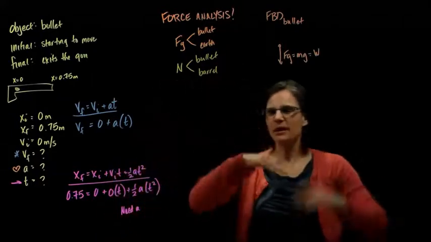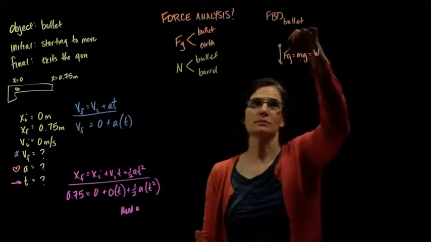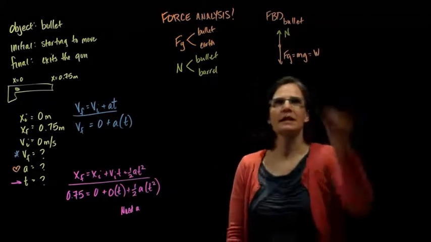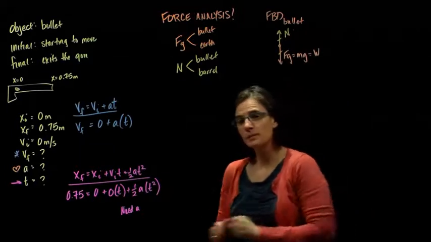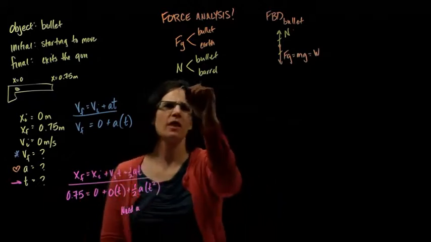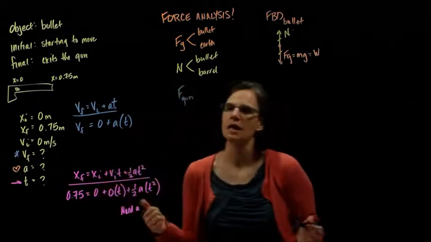And the bullet's not moving up and down vertically. It is moving horizontally, but it's not changing its motion up or down vertically, so I might expect the normal force and the force of gravity to be the same. Okay, it's also being propelled, so there's a force out the gun. We'll call that the force of the gun. Let's say the explosion of the gun.